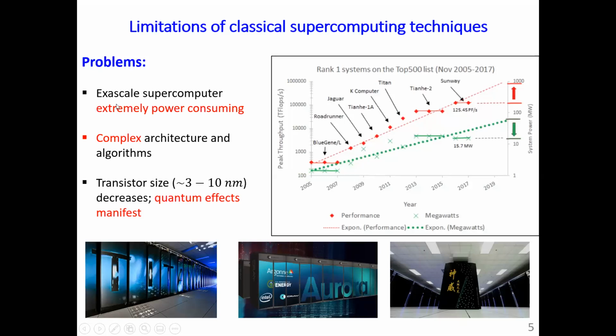First of all, exascale supercomputers are going to be extremely power consuming, and as the computation power grows, the supercomputer will require complex architecture and also algorithms. And also the transistor size on the chip is decreasing. However, there must be a limit there. Nowadays, the transistor size is 3 to 10 nanometers. But if we keep shrinking that transistor size, quantum effects will eventually manifest.